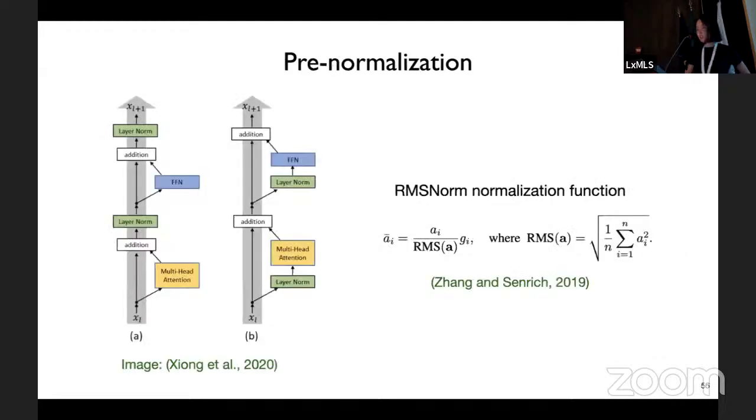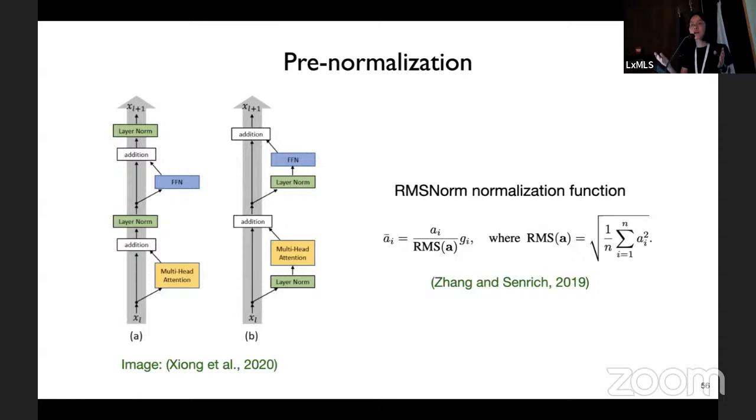The second major change compared to the original transformer architecture is called pre-normalization, or pre-layer normalization. On the left part of this figure is an illustration of post-layer normalization, which was proposed in the original architecture. The idea is that you first do the residual connection, and then you add a layer normalization on top of the residual connection. But for pre-normalization, you put the layer normalization before the feed-forward layer and the multi-head attention layer, and then you do the residual connection.